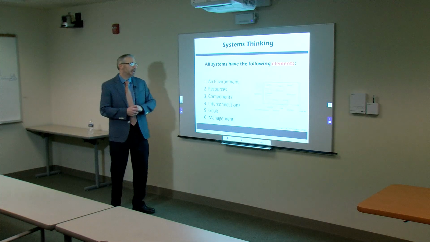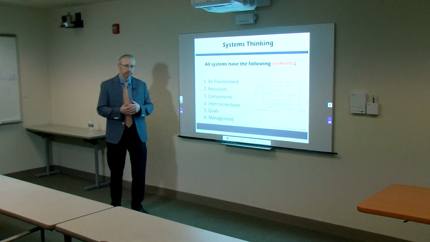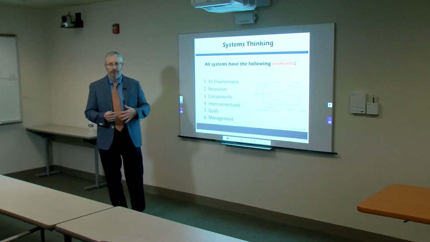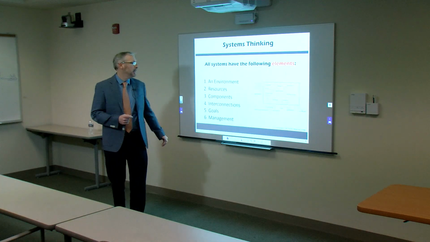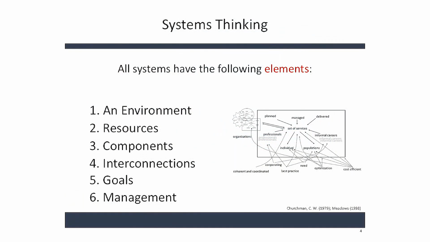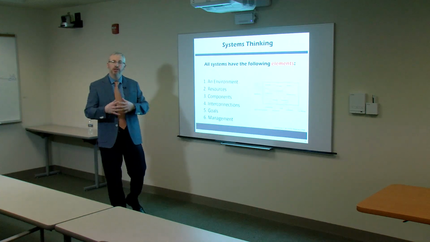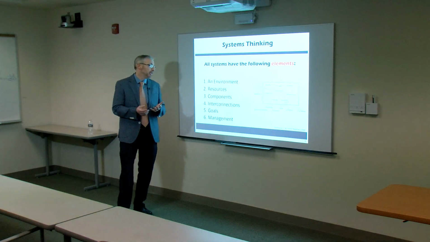And so Churchman, who was really one of the founders around thinking of systems and systems thinking, describes that all systems have these 6 elements. So the first one, when we think about the environment, so what is the boundary of our system? It sits in something, and so that's the environment that the system is sitting in.